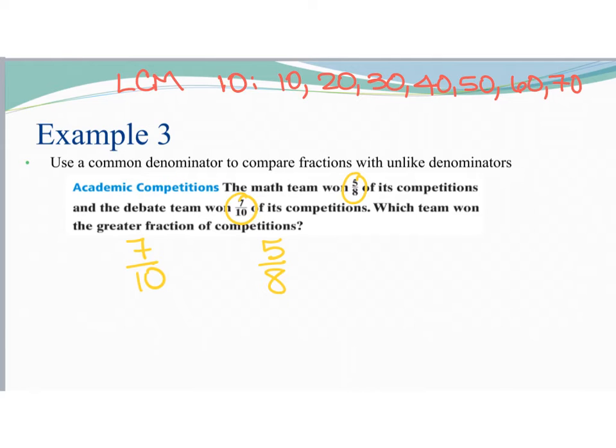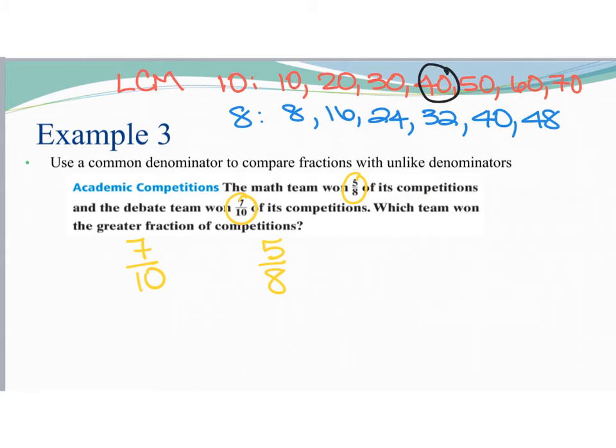Then I'm going to do the same thing with my 8. The least common multiple of 8 would be 8, 16, 24, 32, 40, and 48. But what I notice right away is that both 10 and 8 have a multiple of 40, and this is the first multiple that they both share. So 40 is really going to be our least common multiple.